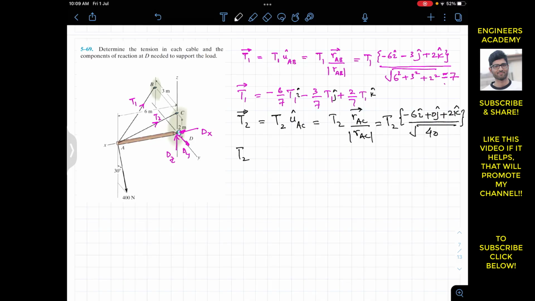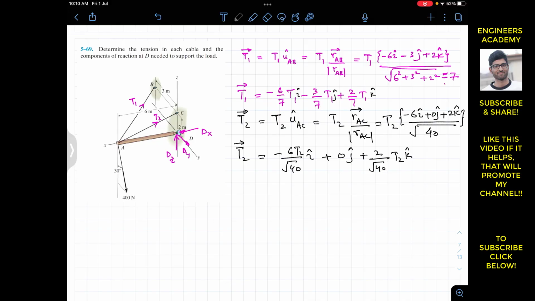So now we can write T2 vector. This will be minus 6 divided by square root 40 times T2 i, plus 0j, and plus 2 divided by square root 40 times T2 k. So this is the Cartesian vector representation of the tension which is acting from A to C. As we can see, the tension which is acting from A to C has 0 component along the y-axis, and T1 has 3 components, i, j and k.